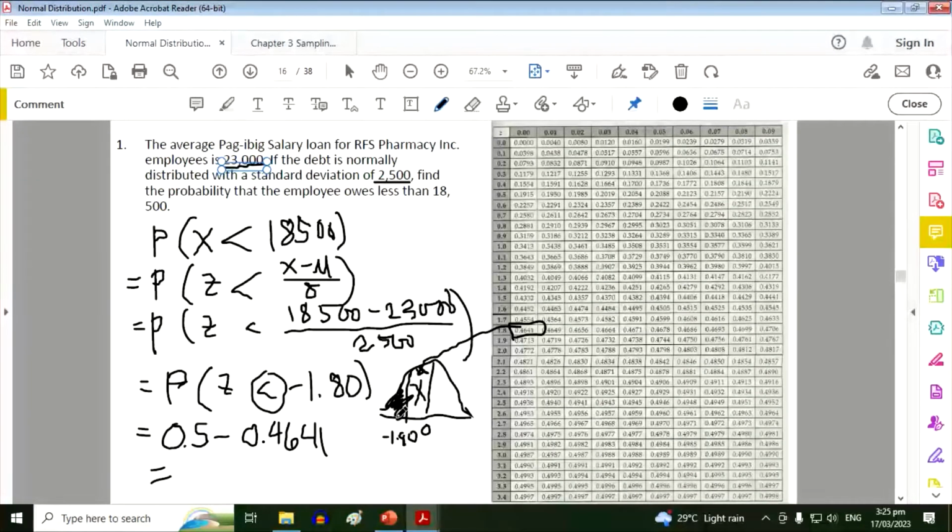So we have 0.5 minus 0.4641. The result is 0.0359. So the probability that the employee of this pharmacy owes less than 18,500 is very small. It's just 0.0359.